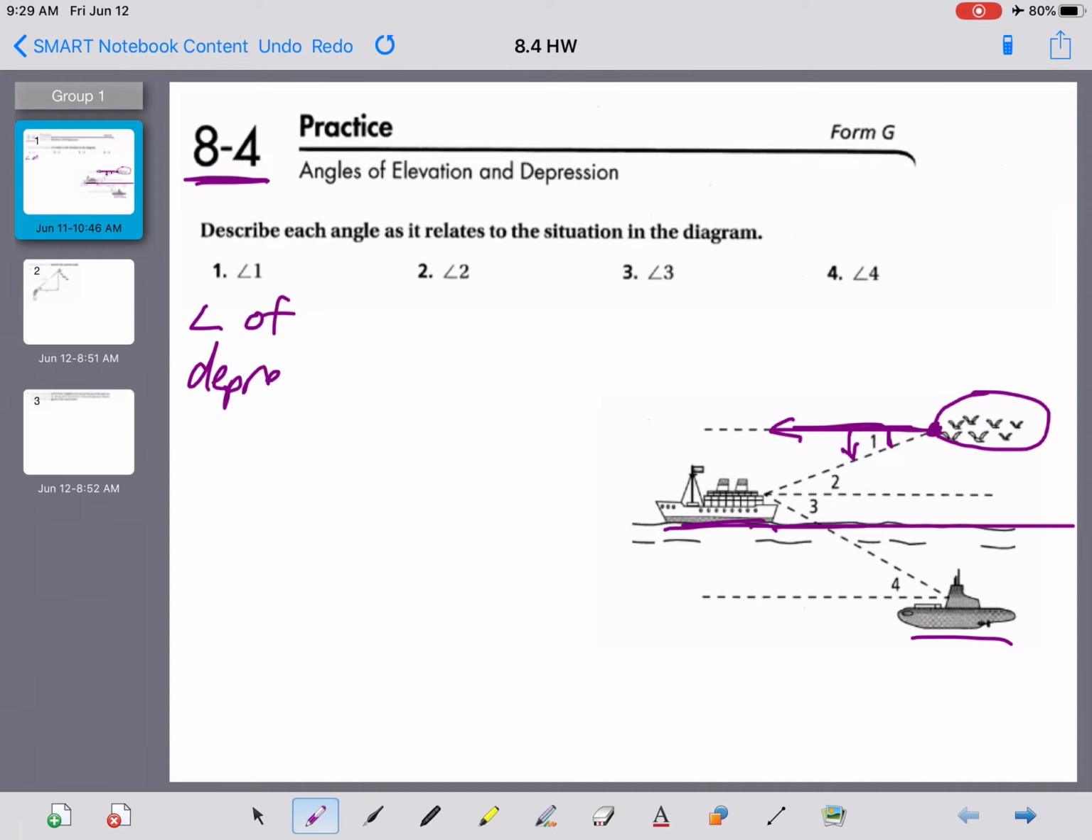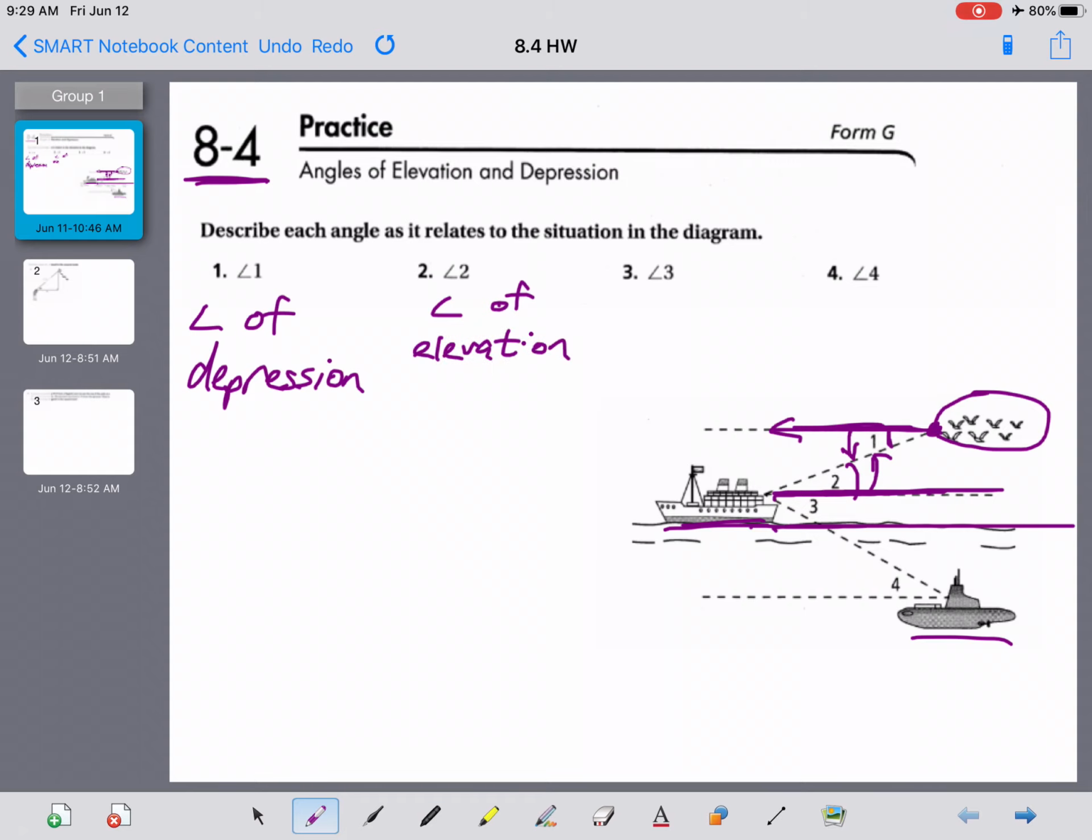So because this angle is below this horizontal line right here, angle 1 is an angle of depression. All right, let's move on to angle 2 now. Angle 2 is located right here. The horizontal line is the perspective coming off of the deck of the ship looking out, and angle 2 is how far somebody on the ship would have to look up in order to see that same flock of birds up there. So since angle 2 is above this horizontal line, angle 2 is an angle of elevation.